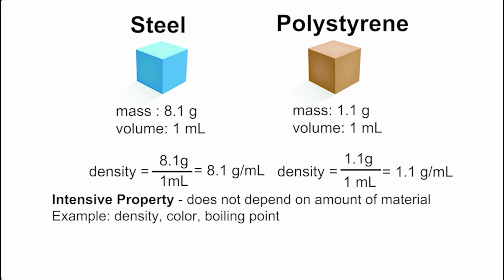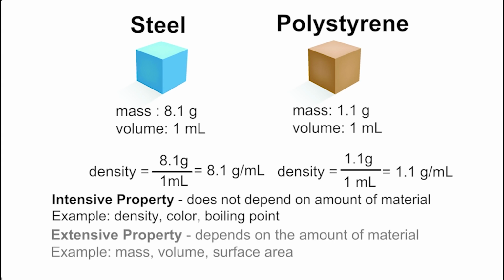Density is an intensive property, meaning that its value for a given material does not depend on the amount of material. A few examples of intensive properties include density, color, and boiling point. Extensive properties, such as mass and volume, depend on the amount of material present. Some intensive properties, like density, can be used to identify unknown samples.